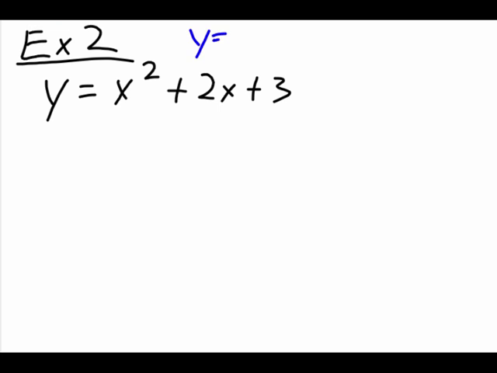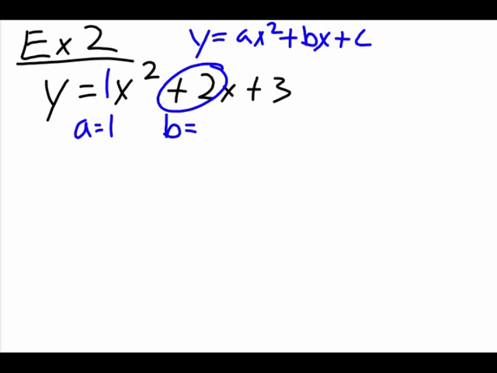Remember that y is equal to ax squared plus bx plus c. We're talking about the standard form today. That means there's an implied 1 there. We don't write it down. How many x squareds do I have? 1. So I know that a is equal to 1. What's my b term? b is equal to 2. What's my c term? 3. So that's the first step: make sure that it's written in ax squared plus bx plus c.